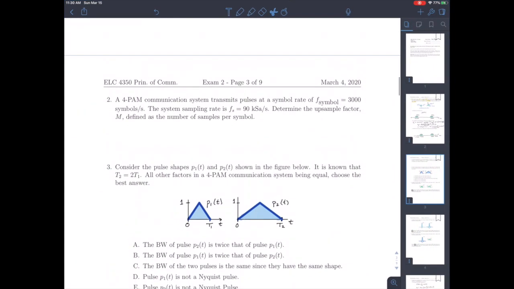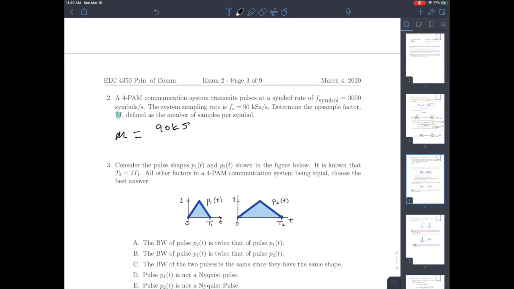All right, for problem 2 on exam 2, we're looking at finding the upsample factor, which in this class we called M. All right, so M, let's start with, we know that M is going to end up being samples per symbol. So let's start with 90 kilosamples.